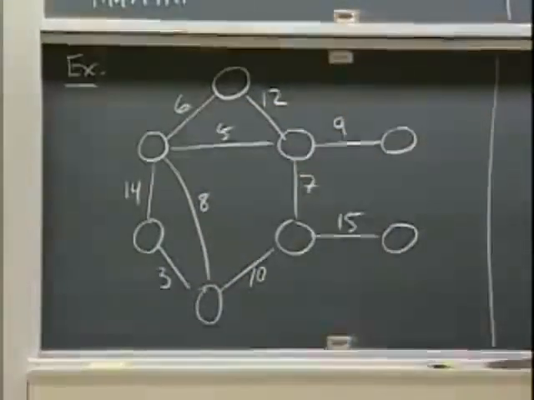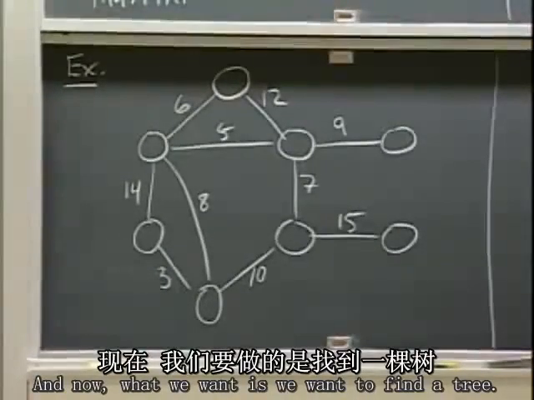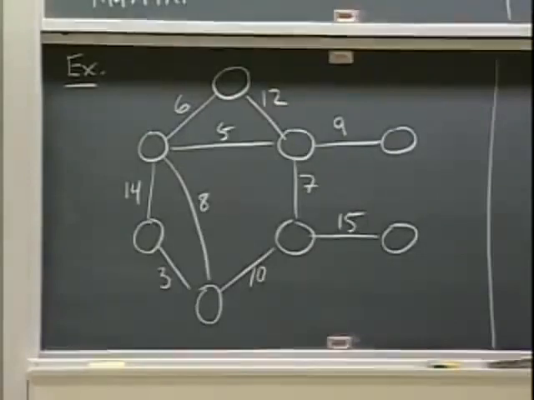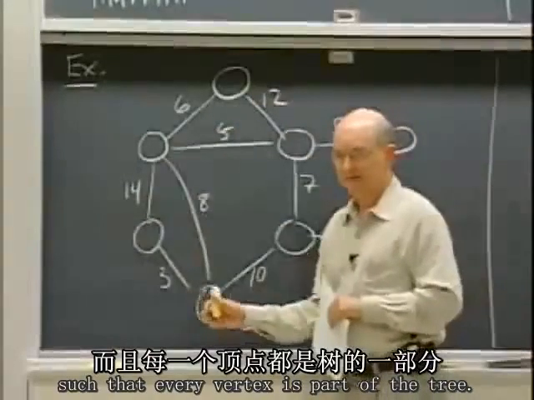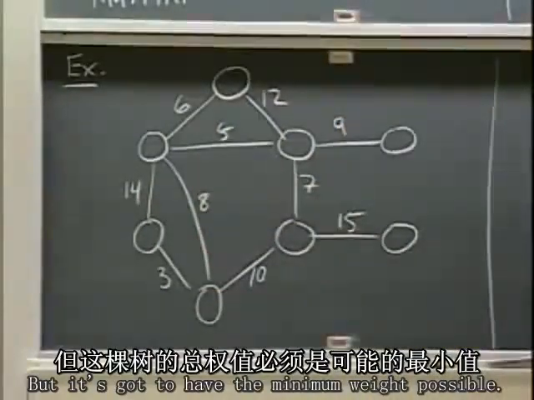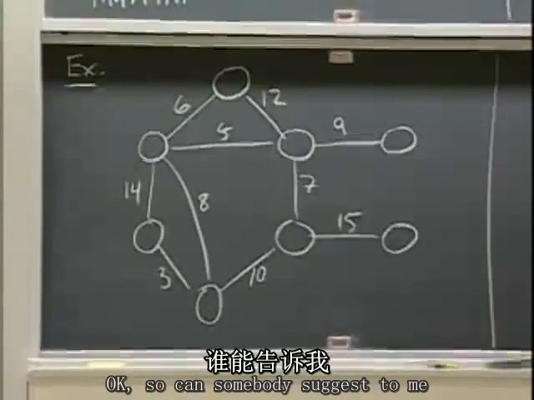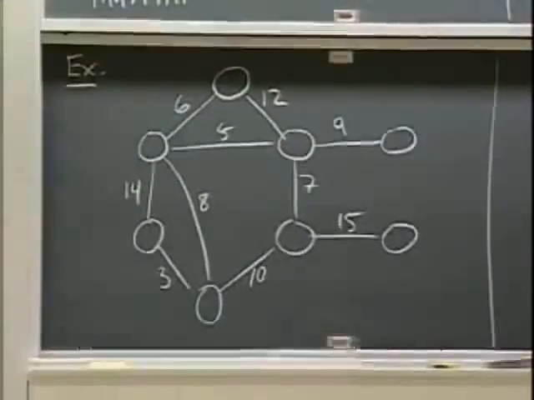Okay, so there's some edge weights. And now what we want is to find a tree, so a connected acyclic graph, such that every vertex is part of the tree, but it's got to have the minimum weight possible. Okay? So can somebody suggest to me some edges that have to be in this minimum spanning tree?